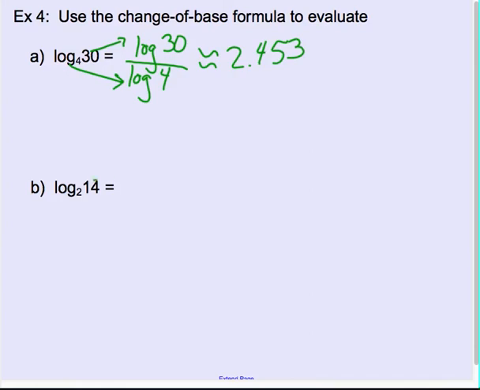Similarly on B, again the 14 is higher, so the log of 14 goes in the numerator. 2 is lower, so the log of 2 goes in the denominator. And evaluating log of 14 divided by log of 2, we get about 3.807.